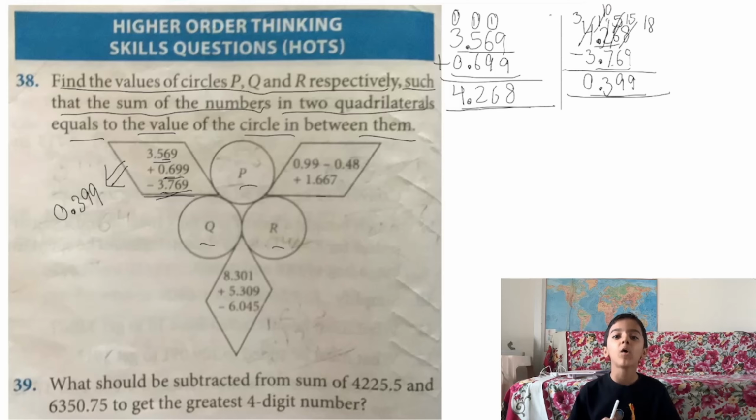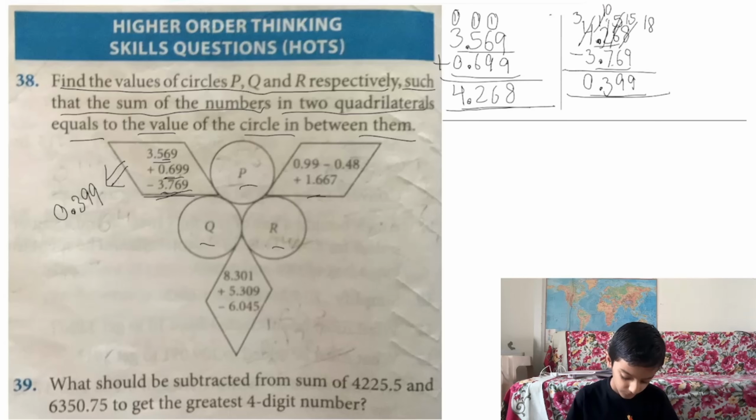Now we'll find out the value of the second quadrilateral. This quadrilateral. So here, according to BODMAS, we have to do addition and then we have to do subtraction. And here the expression is 0.99 minus 0.48 plus 1.667. So here first we'll do 0.99 plus 1.667, then we'll subtract 0.48 from the result.